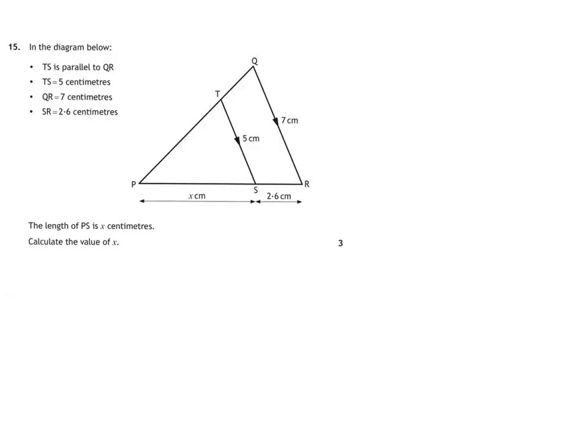Question 15. In the diagram below, TS is parallel to QR, TS is equal to 5 centimetres, QR is equal to 7 centimetres, and SR is equal to 2.6 centimetres. The length of PS is x centimetres. Calculate the value of x.